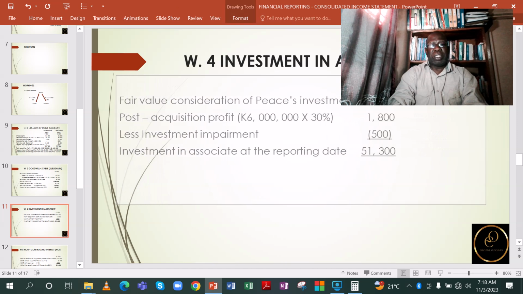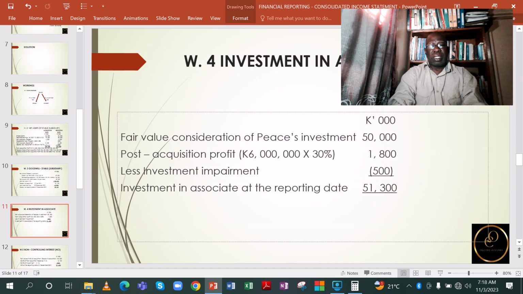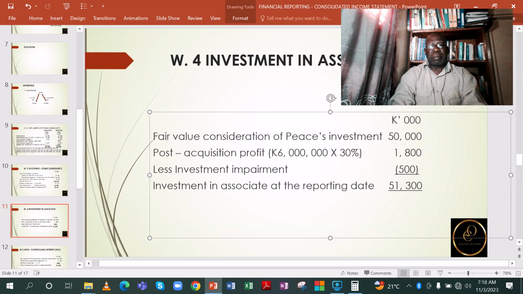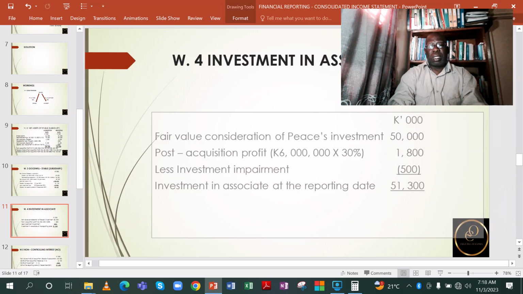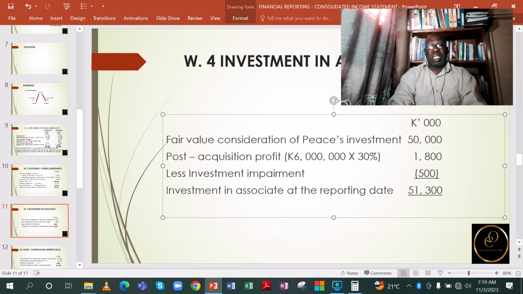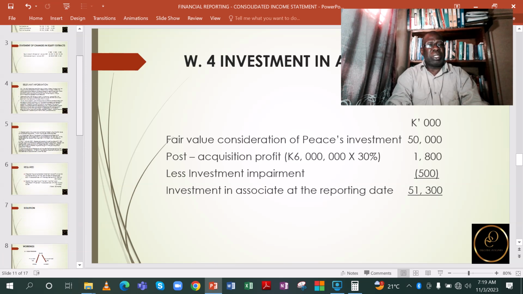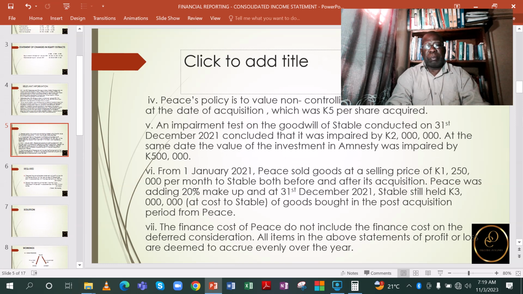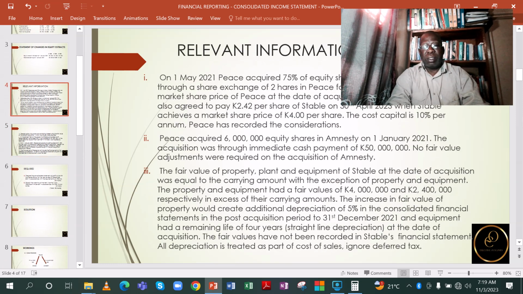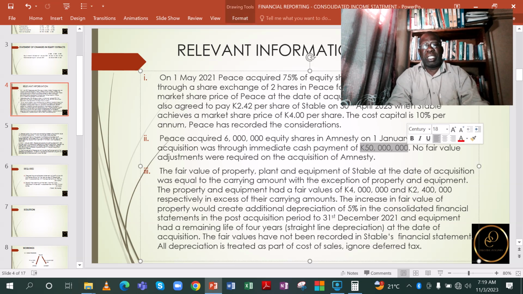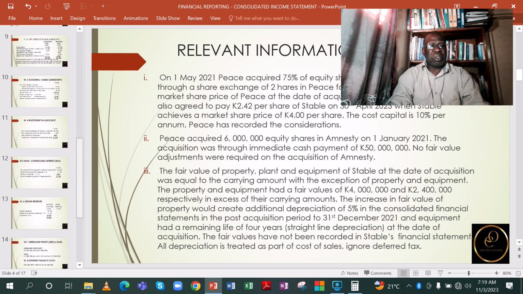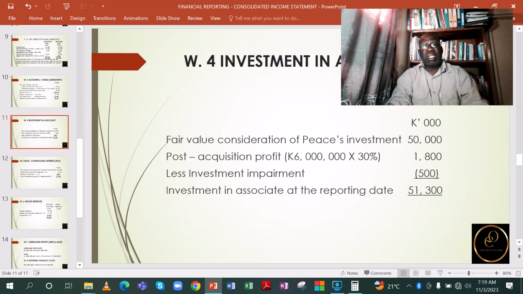Maybe I move it a bit. Okay, there we are. Fair value of consideration for Peace's investment in the associate, which is Amnesty, is 50 million. That's what we are told. Peace paid 50 million. The acquisition was through immediate cash payment in Amnesty to the tune of 50 million. So that's the consideration in the associate.